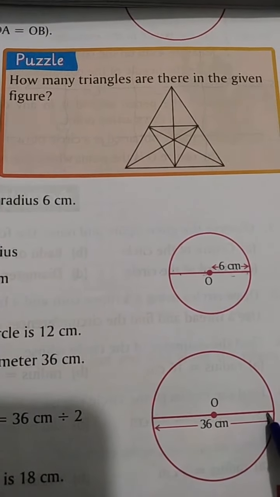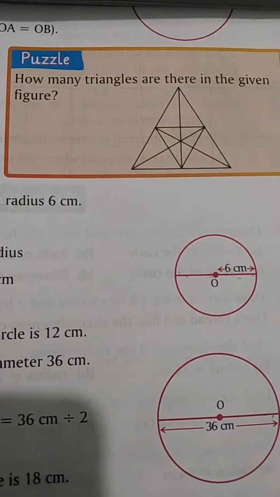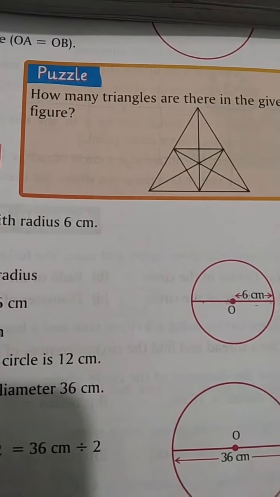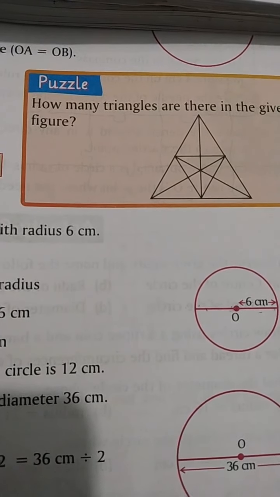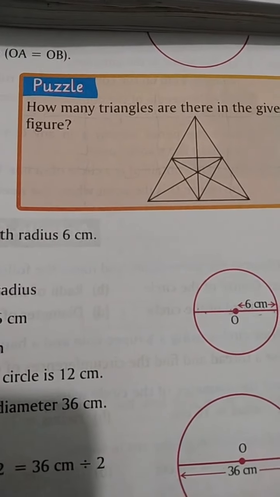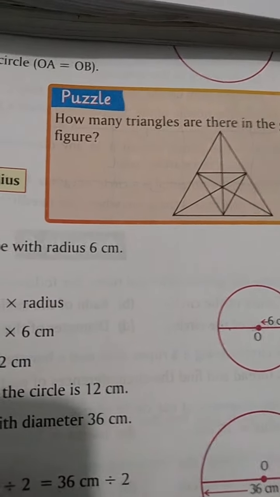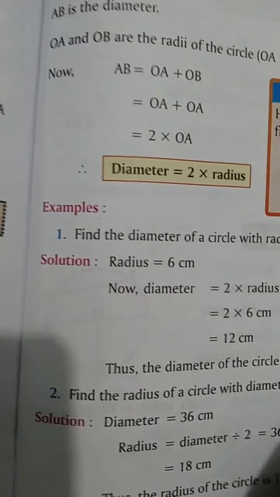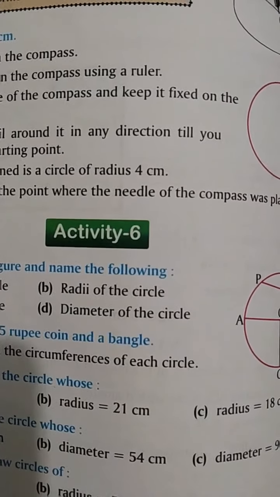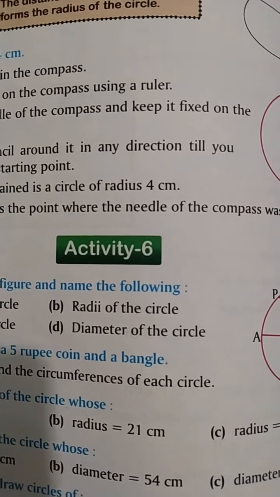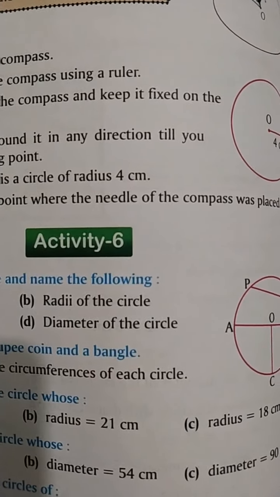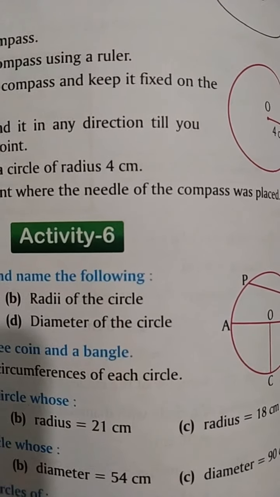Got it? So means if we need to find the diameter of the circle with the help of radius, we will double the radius. Got it? Now, let us understand how to draw a circle with the help of compass. We know how to draw a circle using a bangle or a coin, but how to draw a circle with the help of compass? Let's understand.